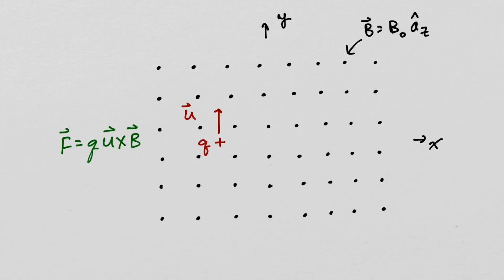We know the force the charge will experience is qu cross B, so the direction of the force will be perpendicular to both the velocity and the magnetic flux density field. Since the force will always be perpendicular to the velocity, the charged particle will move in a circle.